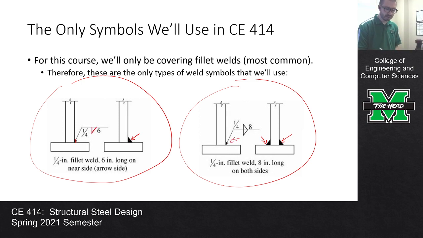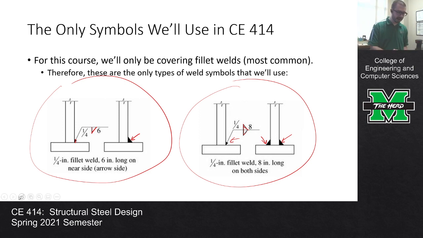But over here, because it's on both sides, we put the triangle not just below the line, but above the line. They're both 1/4 inch welds. One of them is 6 inches long. One of them is 8 inches long. That's all I care about for symbols.